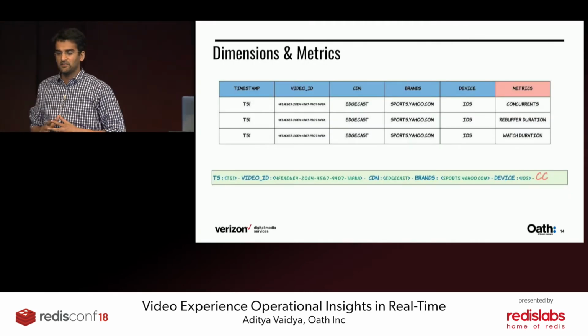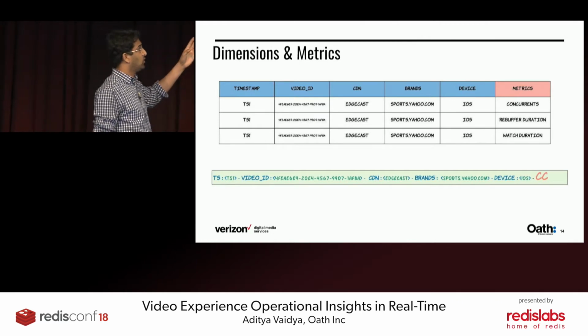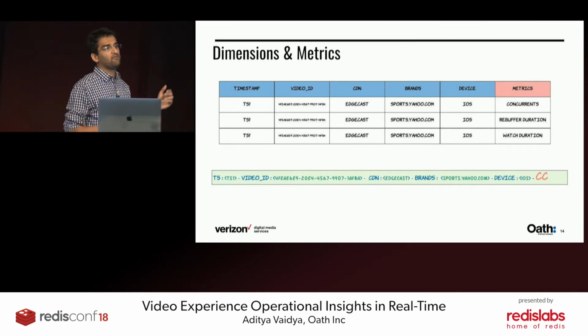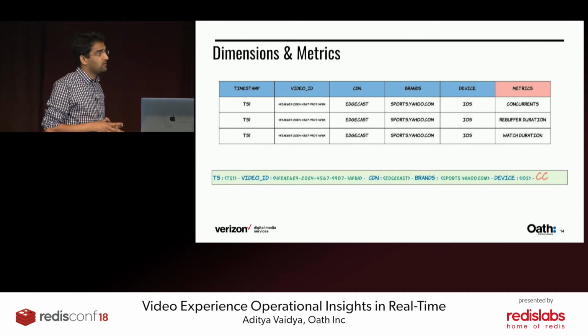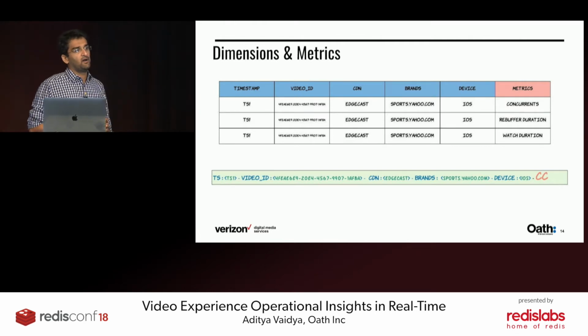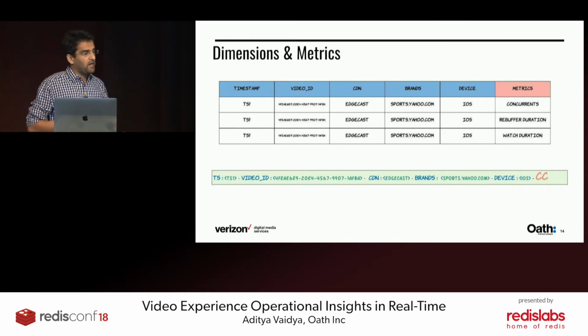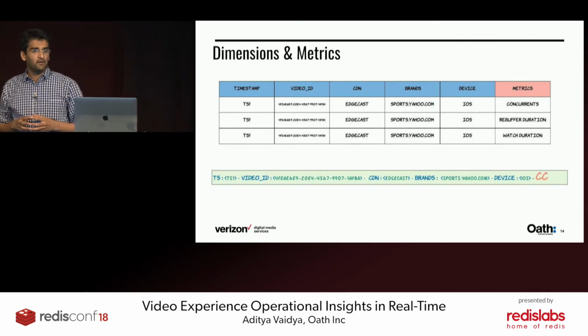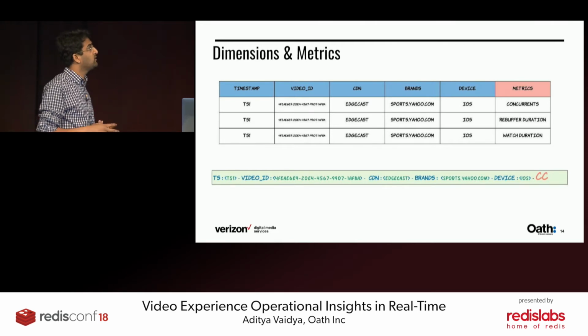Here are some examples of dimensions and metrics that we gather, and how we represent that information in Redis. Obviously, the timestamp is the time when the event arrives on our event collector box, so this is basically the processing time. Video ID uniquely identifies the video stream that is being streamed on different brands. In the case of CDN, we depend on multiple different CDNs. Hcast is one of our leading CDNs, and we do have other CDNs that we rely on.